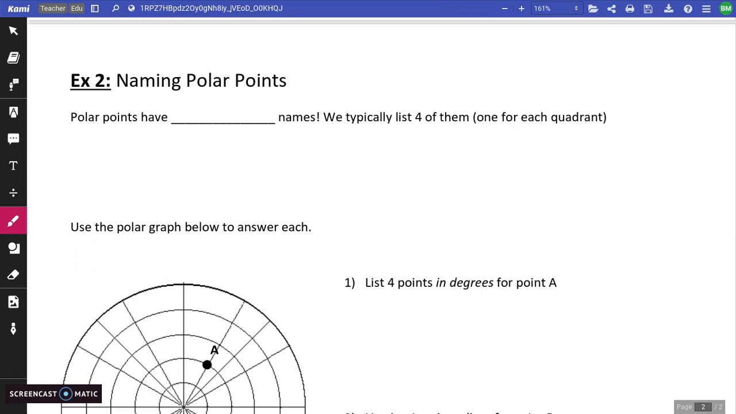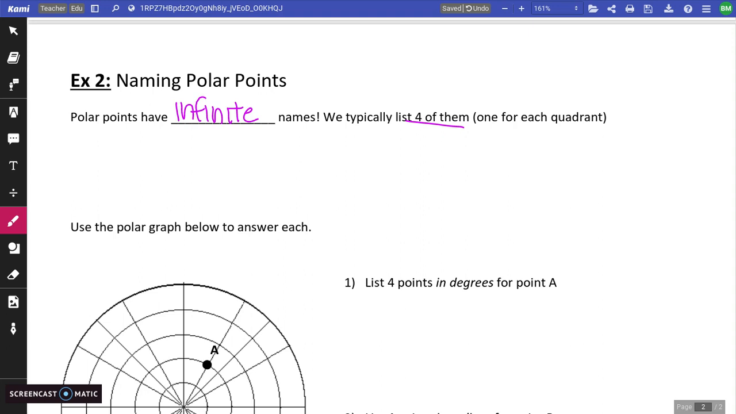Like 2, -3 is in the same spot no matter what. Polar points actually have an infinite number of names because you can continue going around the circle with different angles that end up at the same spot, right? So we typically list 4 of them, thinking kind of like one for each quadrant.